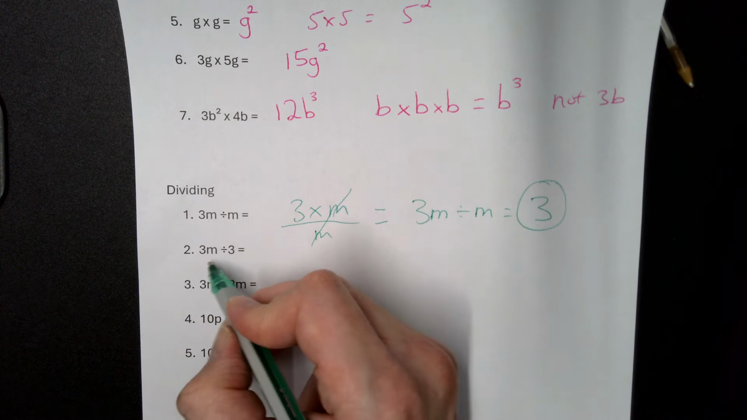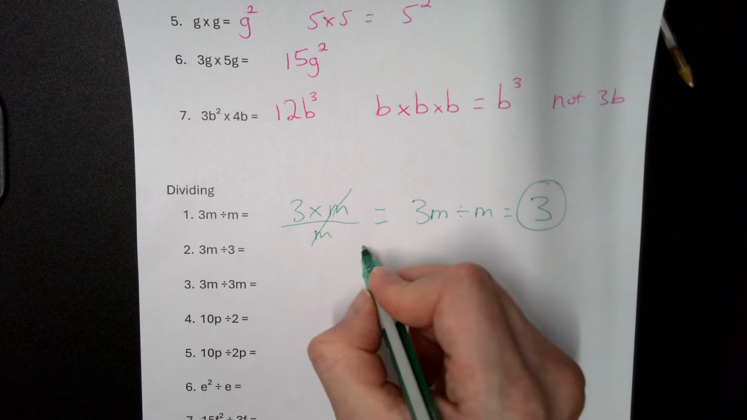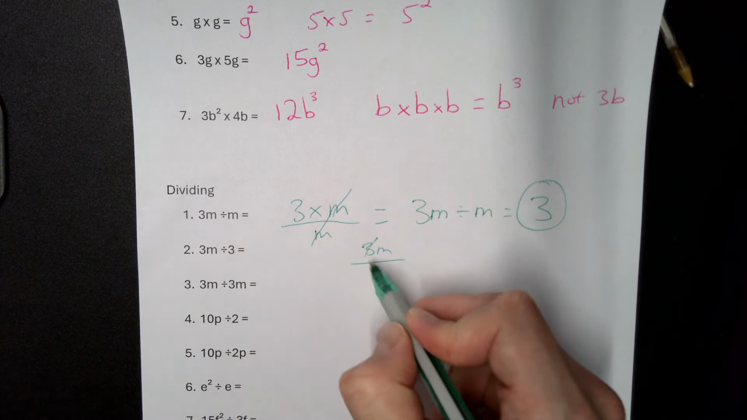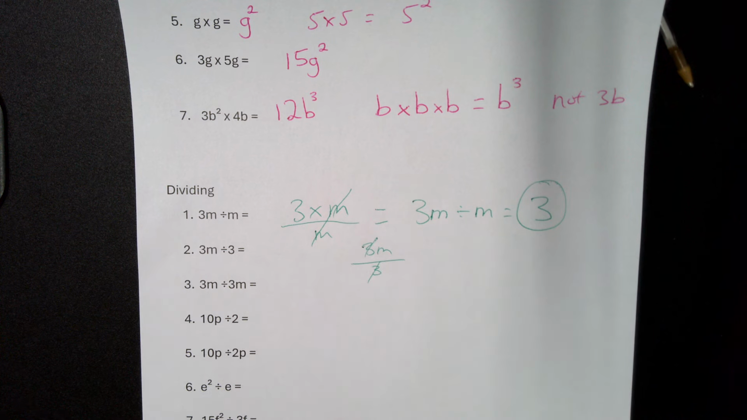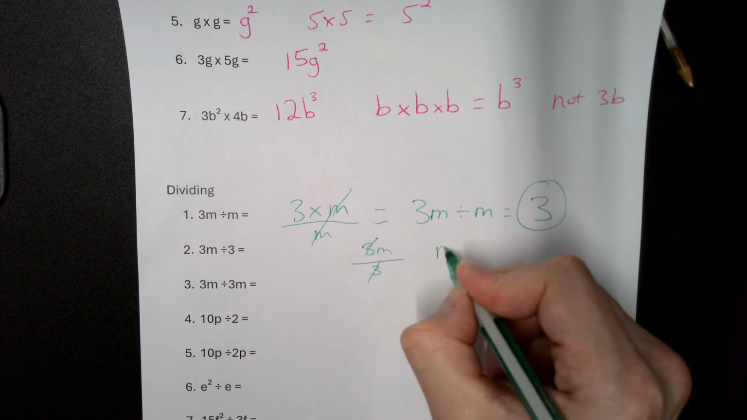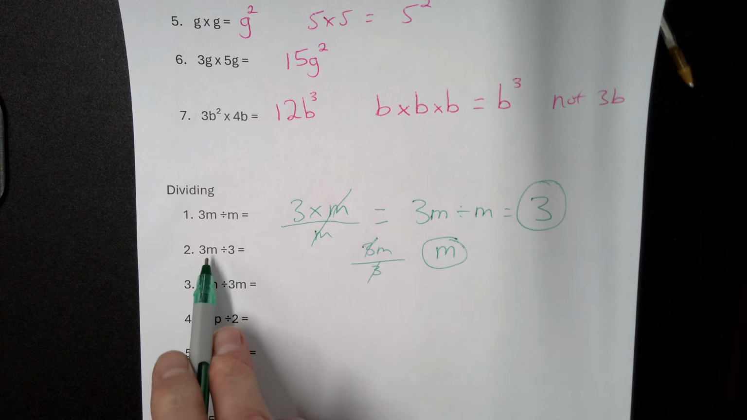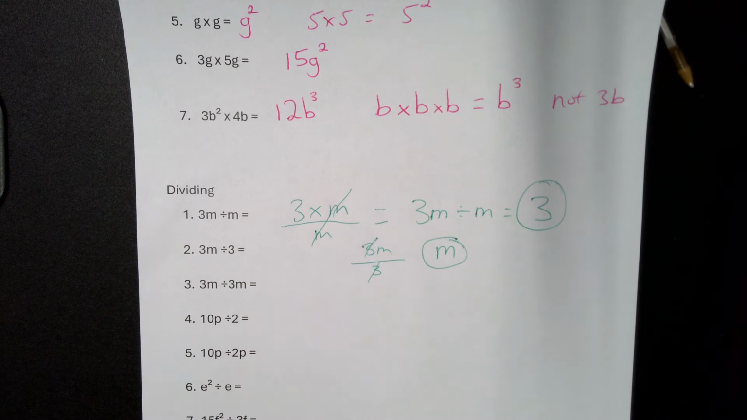Right, on this one, 3m divided by 3. You have 3m divided by 3. 3 divided by 3 cancels. You've just got m left on its own. Okay, so the number disappears, you just got the m on its own here.